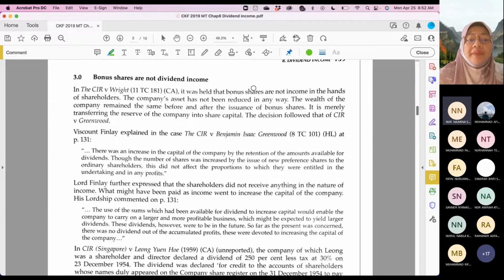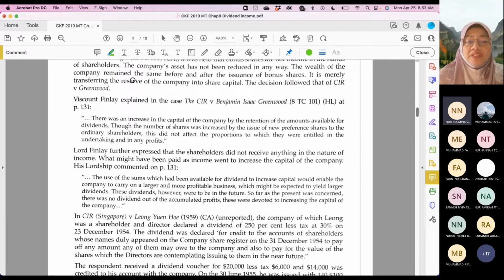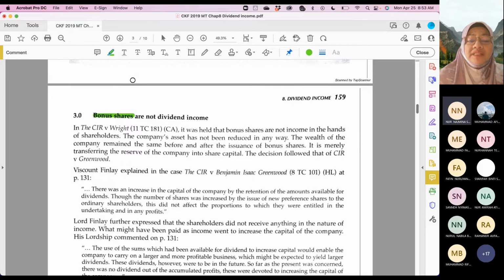Some companies also give bonus shares. Bonus share means the company gives additional shares to the shareholders. Because they cannot pay out dividend, they give them bonus shares. If, for example, for every share that you have you get 0.5 shares, that is what you call a bonus share. But again, bonus shares are not dividend income.